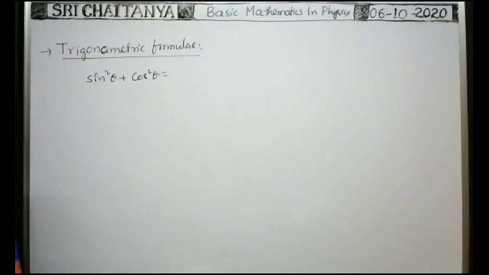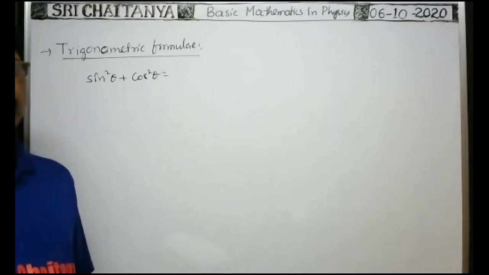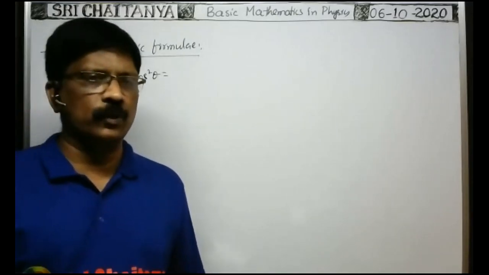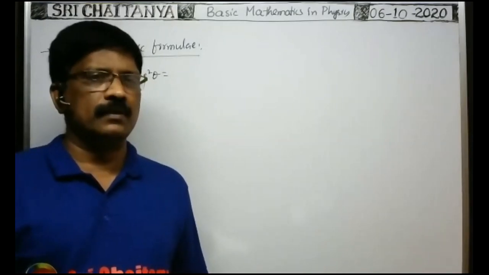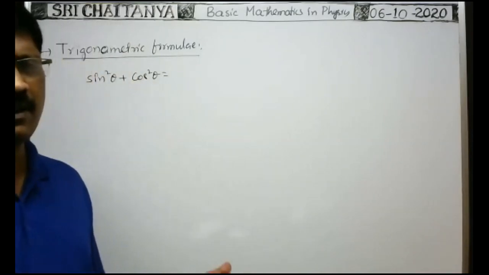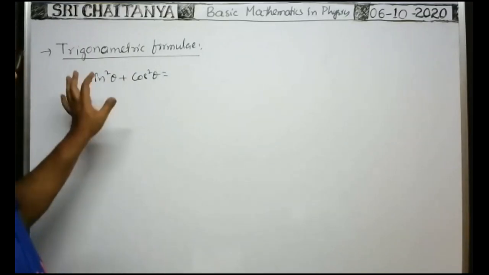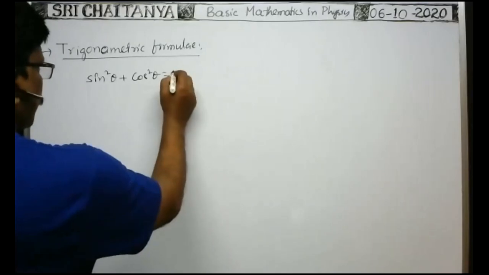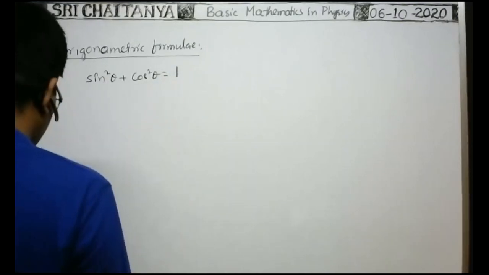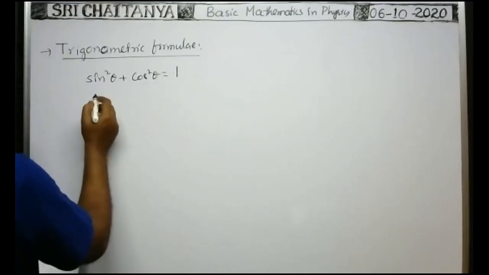In the last class in trigonometry, we discussed the sine rule and cosine rule, and of course trigonometric ratios: sine 30, cos 30, etc. Next, trigonometric formulas. Sine square theta plus cos square theta is equal to 1, we can write.